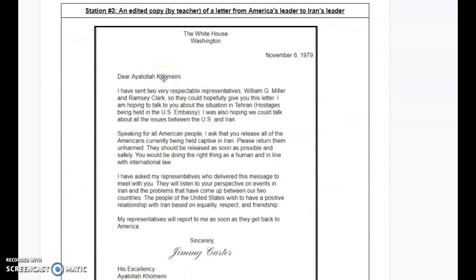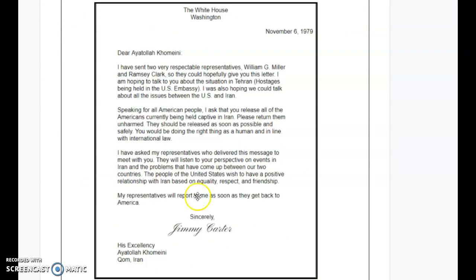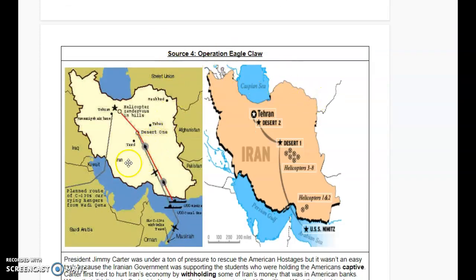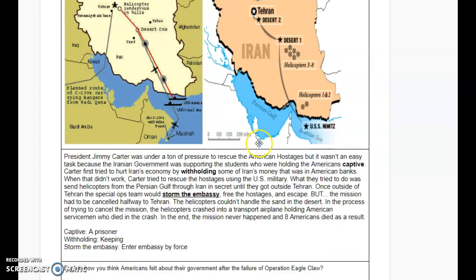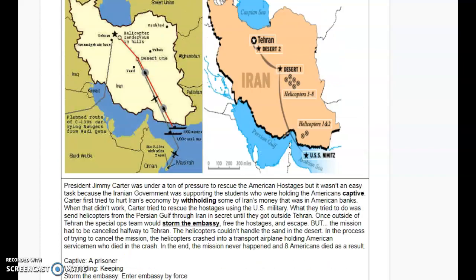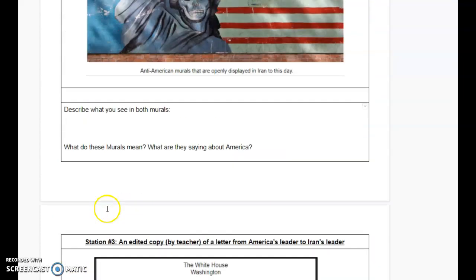Station 3 is a letter from President Jimmy Carter to Ayatollah Khomeini. Some good questions. And then Operation Eagle Claw. You don't have to look at the images, but they do help with understanding. We've got some vocab supports down there. And then your last 2 questions. As always, if you need any help, feel free to ask your teacher.